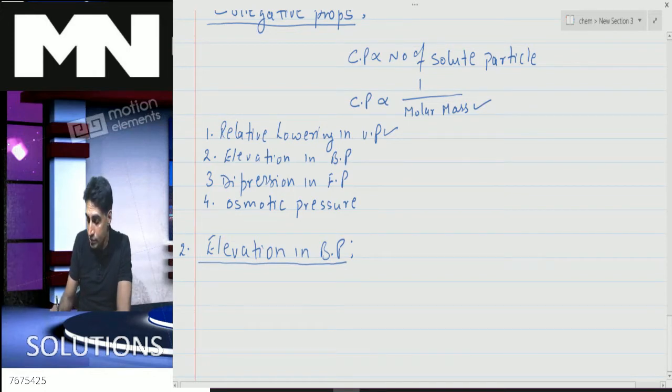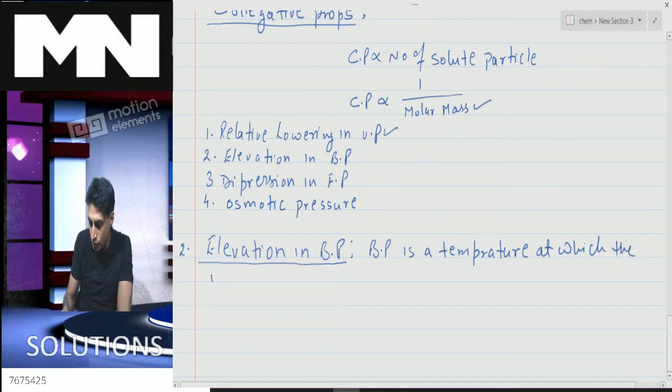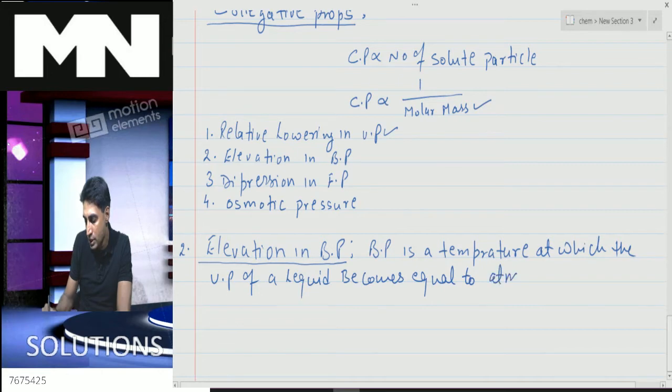Boiling point is a temperature at which the vapor pressure of a liquid becomes equal to atmospheric pressure. So boiling point is a temperature at which the vapor pressure of a liquid becomes equal to atmospheric pressure.